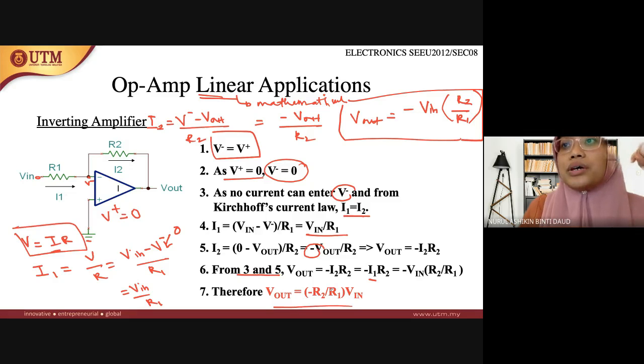So if you are given a question like this in your exam, and the configuration is exactly like this, you can straight away use this formula: minus R2 over R1 times the value of V input. Alright, so this is for the inverting amplifier. I hope until here is okay. Any questions for the inverting amplifier?